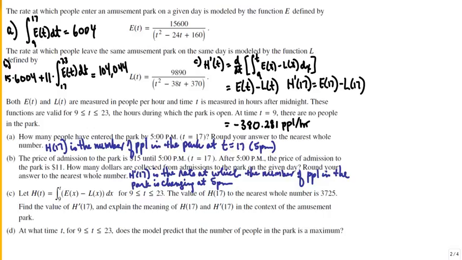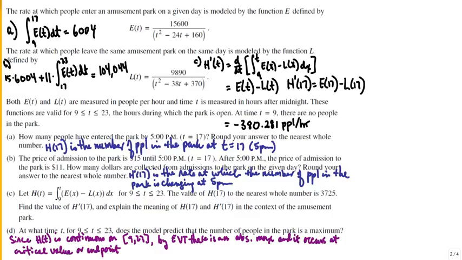Finally, for part D, we're asked at what time between t equals 9 and t equals 23 does the model predict that the number of people in the park will be a maximum? Well, first of all, this maximum is going to be an absolute maximum, and we do have a continuous function on a closed interval. Then by the extreme value theorem, there will be an absolute maximum, and it will occur at a critical value or endpoint.